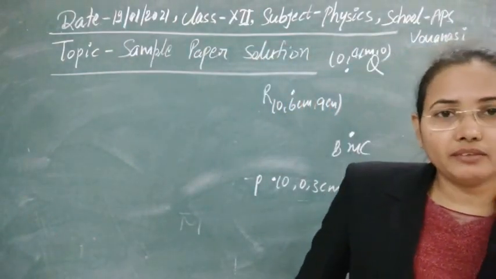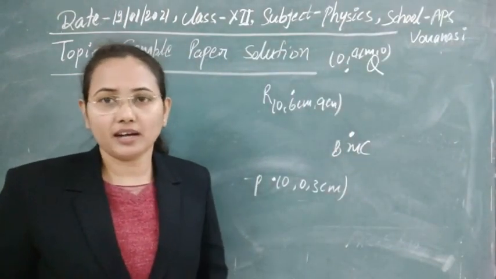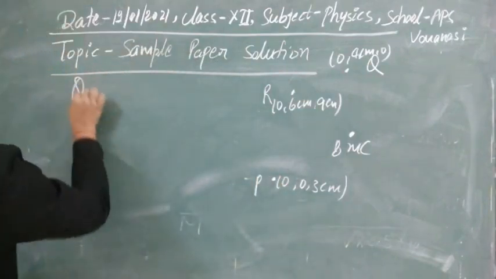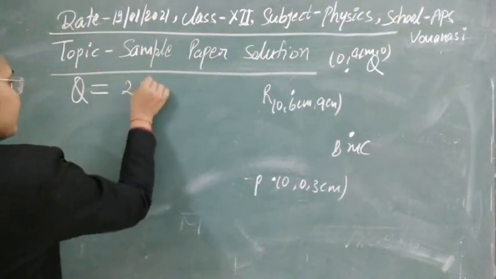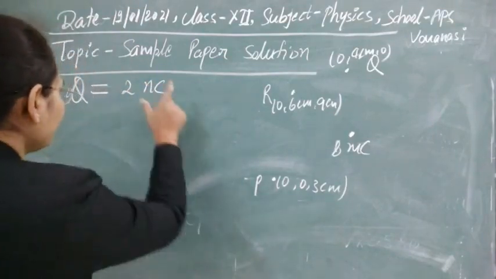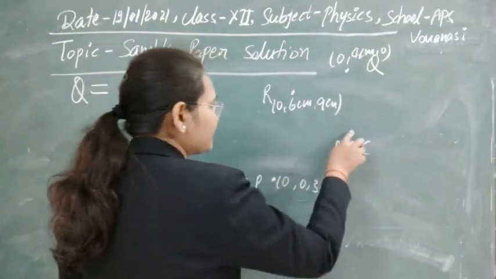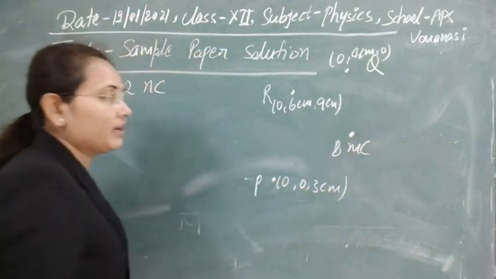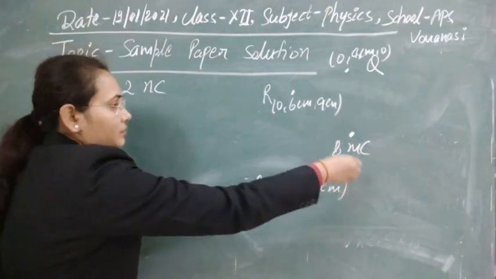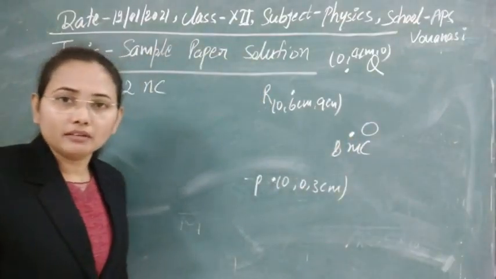You can calculate this easily. As we know, work done is given by potential into charge. Here the value of charge is given, the capital Q, 2 nanocoulomb. First of all, let's see if we move the charge to the origin, suppose this point is O, then moving from P to O, what will be the work done there?